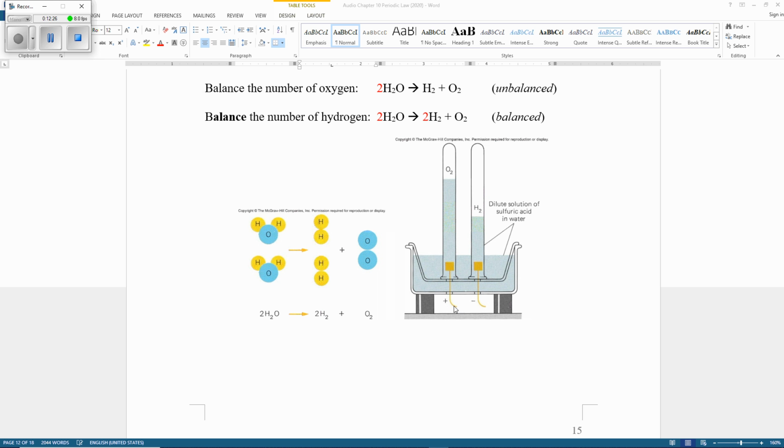So you have water, you add electricity, then decomposition happens. The gases produced are going to stay inside because this end is closed. One side gives you the oxygen, one side gives you hydrogen. You're going to find hydrogen always has two times more volume compared to oxygen.